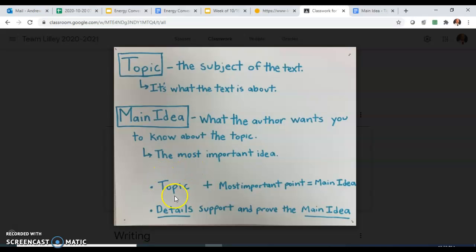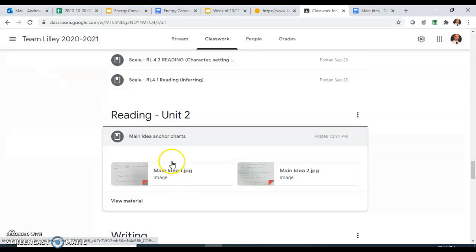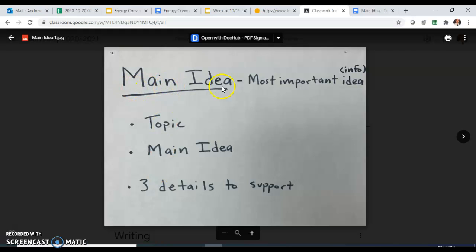When you combine the topic with the most important point, that is what the main idea is. And we use details from the text to support and to prove our main idea. So we're not just making things up, we can prove it. These anchor charts can be found under classwork reading unit 2 when you're answering a level 3 question about main idea.